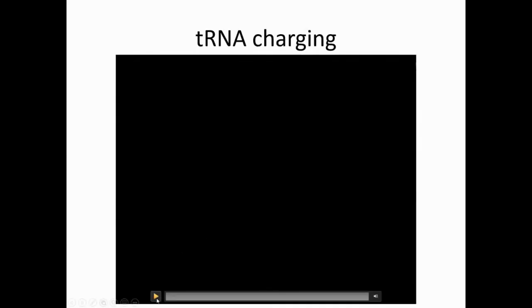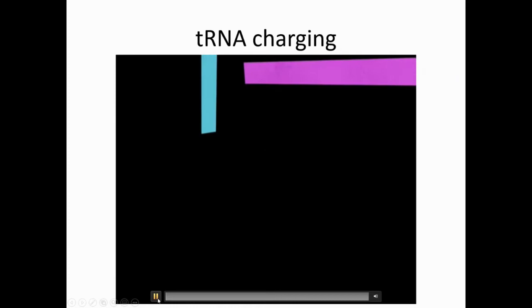Okay, so that's the first step to activate the tRNA. So let's watch the video here about tRNA charging.